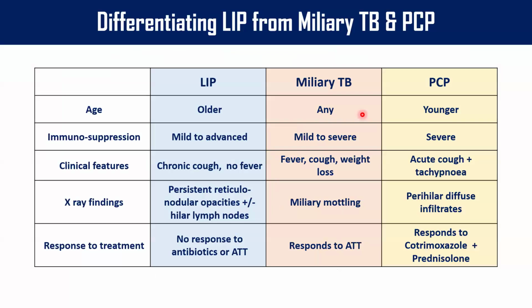These are the three common situations which we used to see earlier. Nowadays, we don't see much, but still you need to keep that in mind. LIP, miliary TB, and PCP mimic more or less similar in children, but how do you differentiate in children?